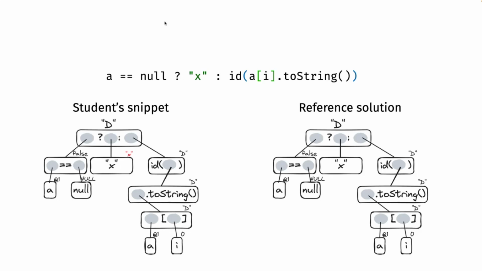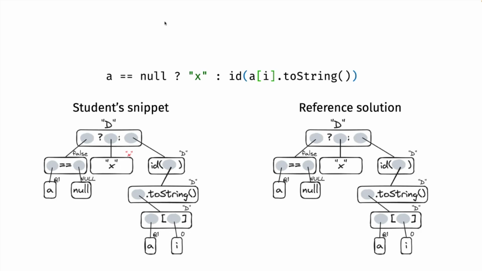So here, the node X is annotated, while it's not annotated in the reference solution. Why is that? Well, in a conditional expression, you are not going to always evaluate all sub-expressions, right? That's the purpose of the conditional expression in the first place. If A is null, we are only going to evaluate the first branch, this one. If A is not null, we're only going to evaluate the right branch here.